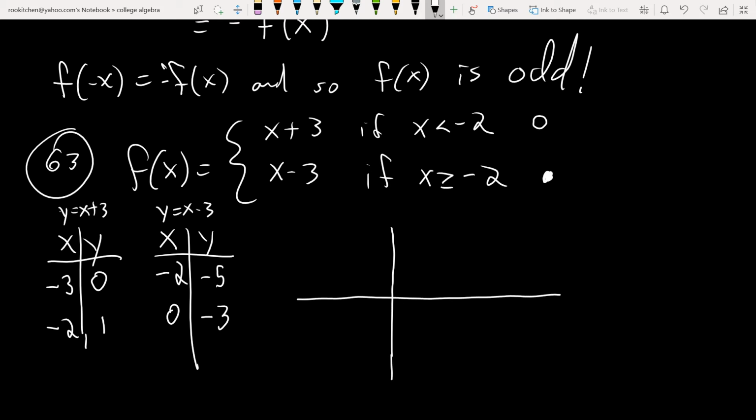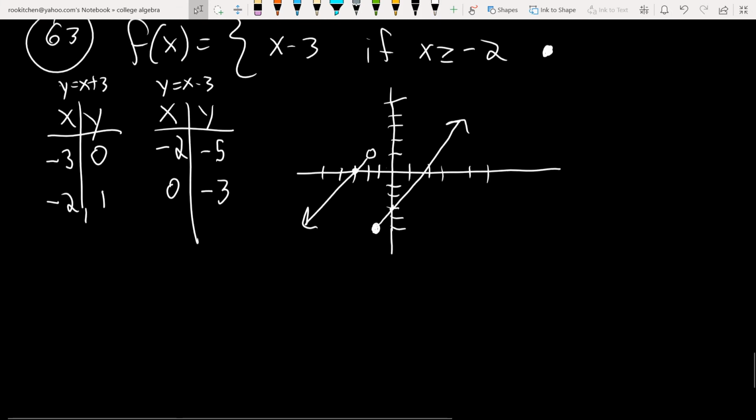All right, so let's get some points going. Negative 3, 0. And then negative 2, 1, and I need an open dot there. So that's just a straight line. And then negative 2, negative 5, I need a closed dot there, and then 0, negative 3 goes through that point, and we have this thing. Okay, and there it is.